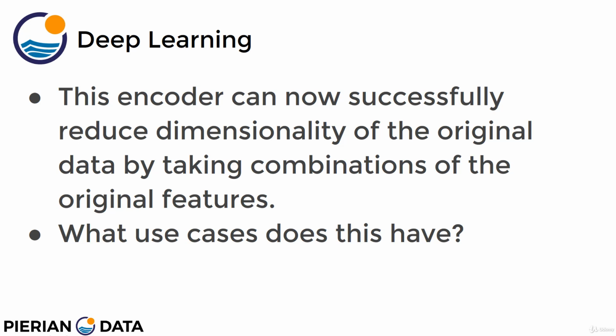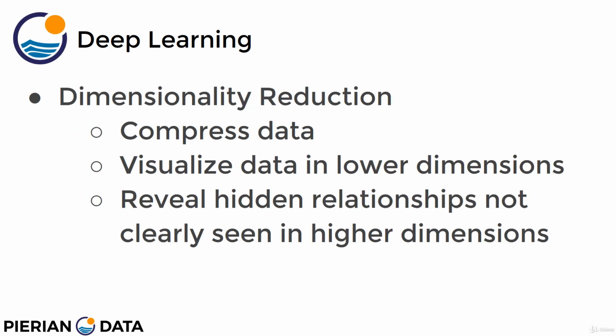Now you may be asking, what use cases does this actually have? Dimensionality reduction has a wide variety of use cases. It can be used for things like compressing your data set, visualizing data in lower dimensions, and most importantly, revealing hidden relationships that are not clearly seen in higher dimensions. When we're dealing with feature data that goes beyond 3 dimensions, it becomes very difficult to visualize this and understand the relationships, especially if you're performing something like a classification task. It may be quite useful to understand just how separated these classes are. And if you're able to visualize this, either in 3D or 2D, you may be able to get an understanding of just how separable these classes are.